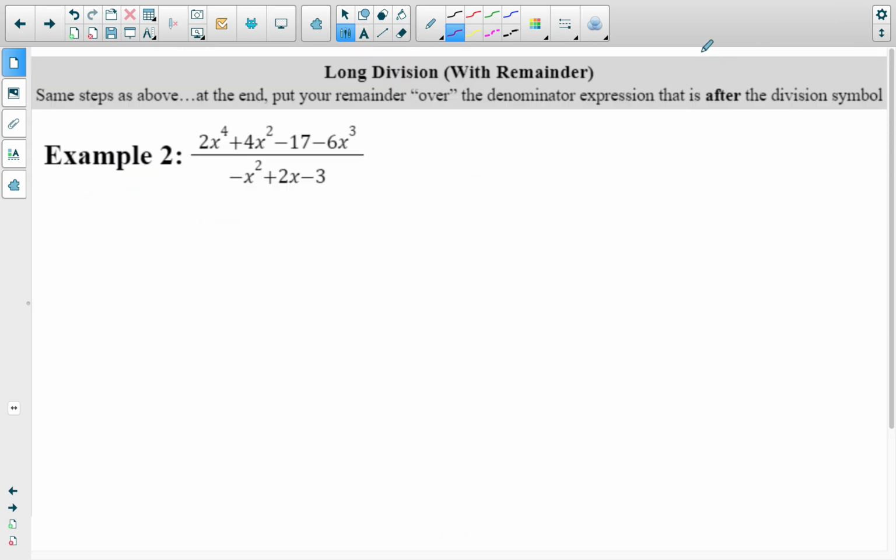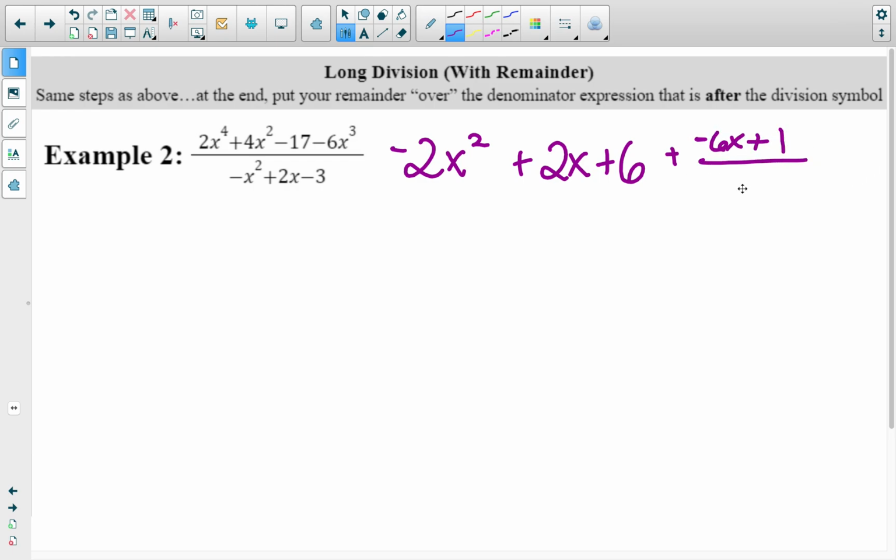Pause the video, give this last one a try. If you got this answer, negative 2x squared plus 2x plus 6 plus, I believe, negative 6x plus 1 over negative x squared plus 2x minus 3, that should check out to be your answer.